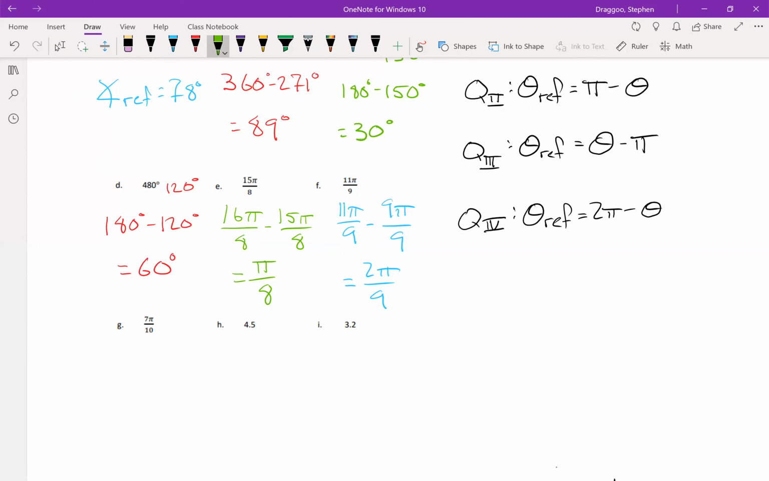7 pi over 10 is in the second quadrant, so I'll want to take pi, this time in the form of 10 pi over 10, and subtract 7 pi over 10 to get a reference angle of 3 pi over 10.